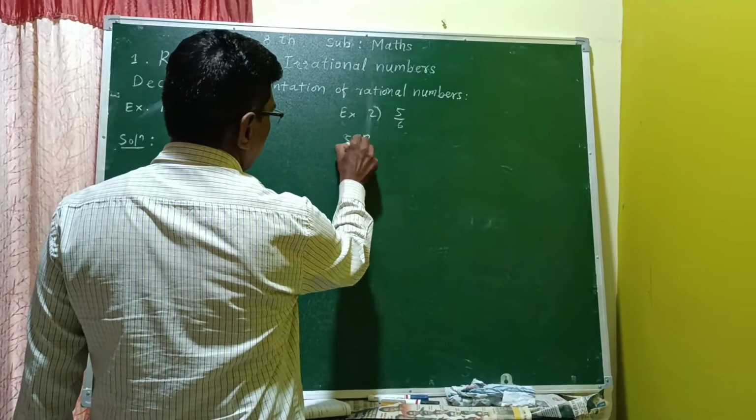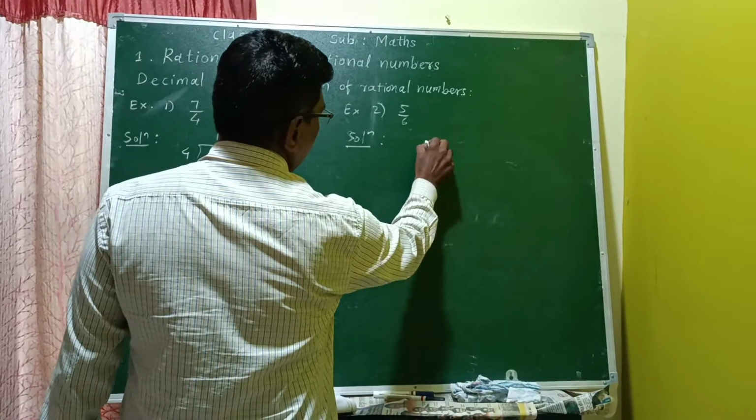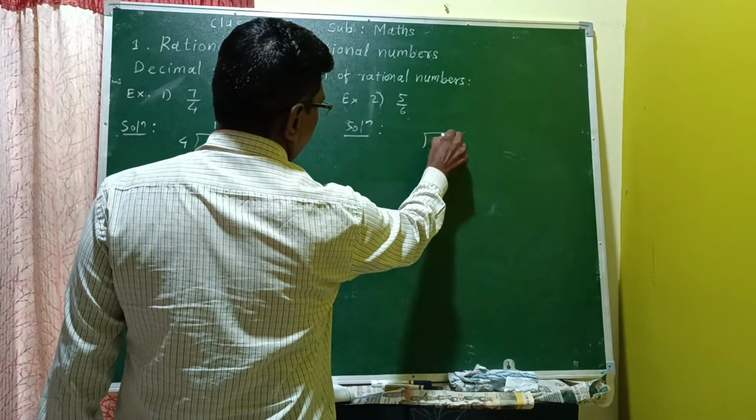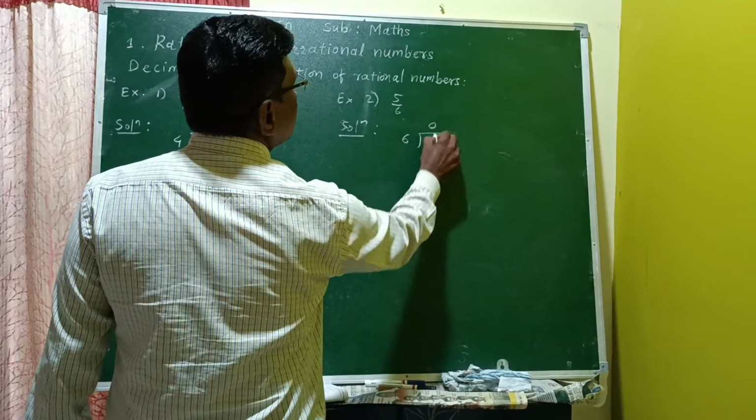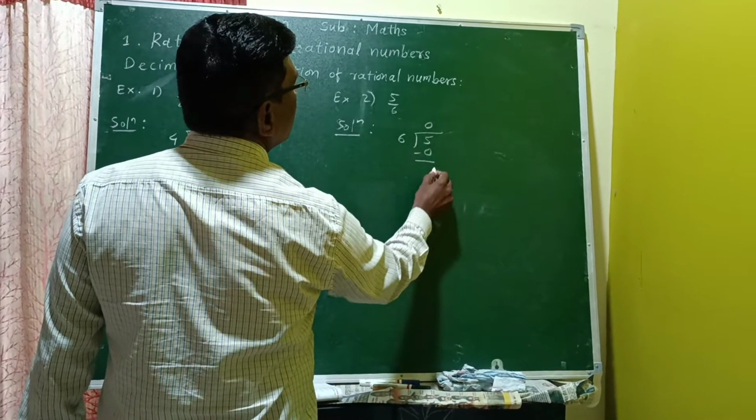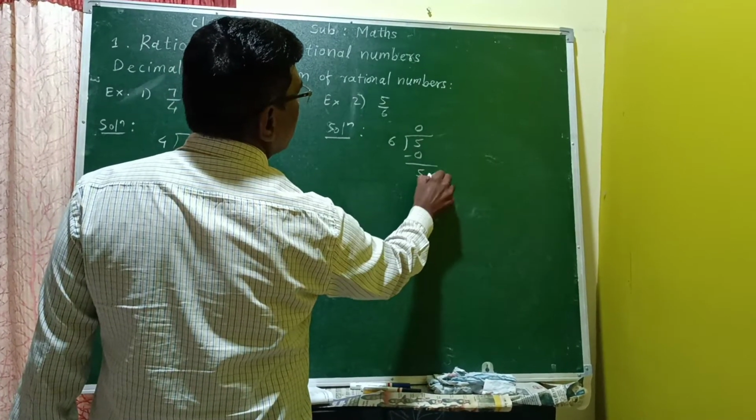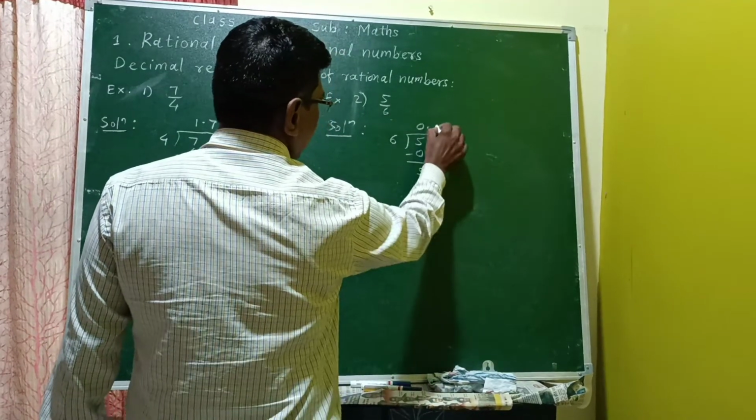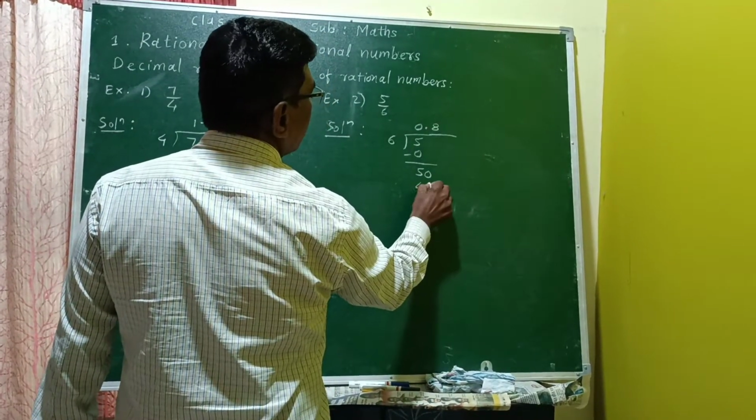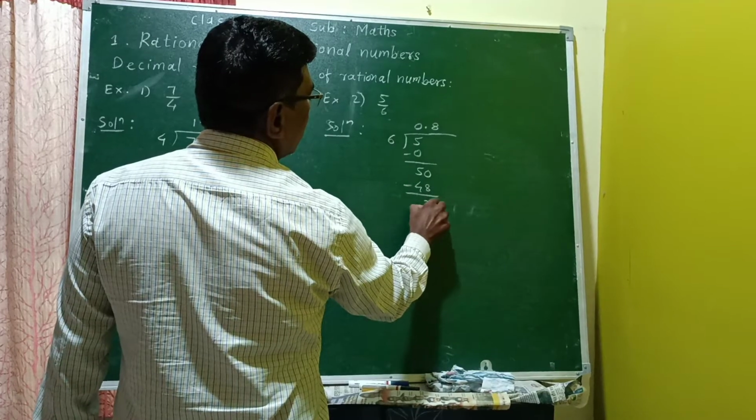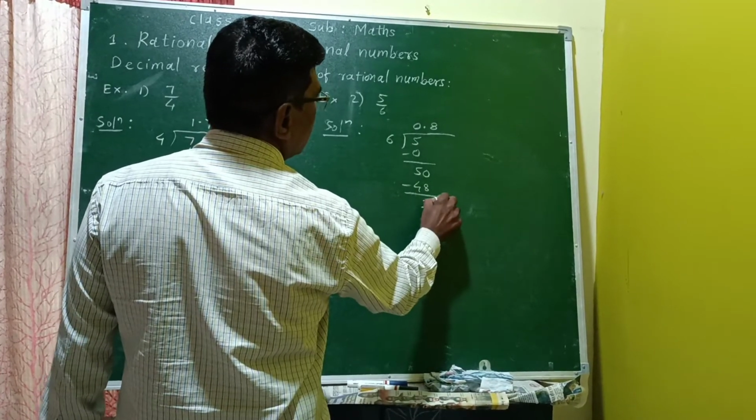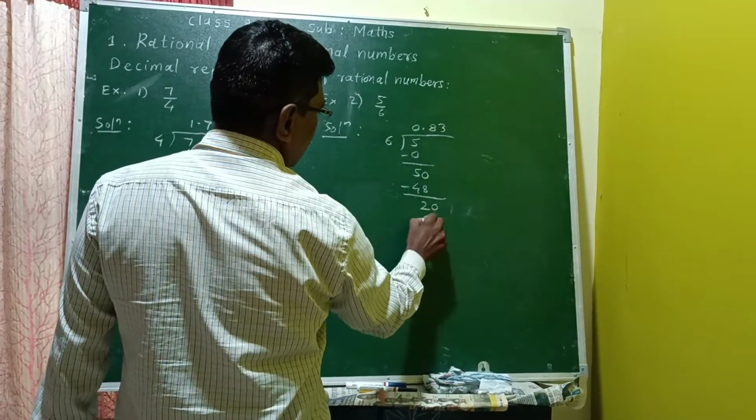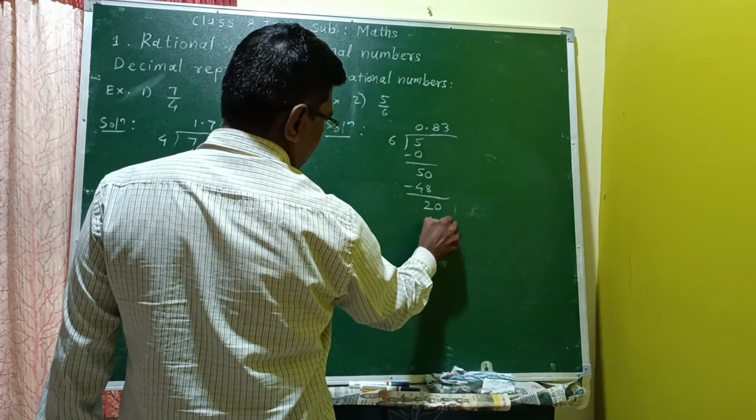Solution. Divide 5 by 6. Now 5, take 0 here and put a point. 6 8s are 48. Remainder is 2.